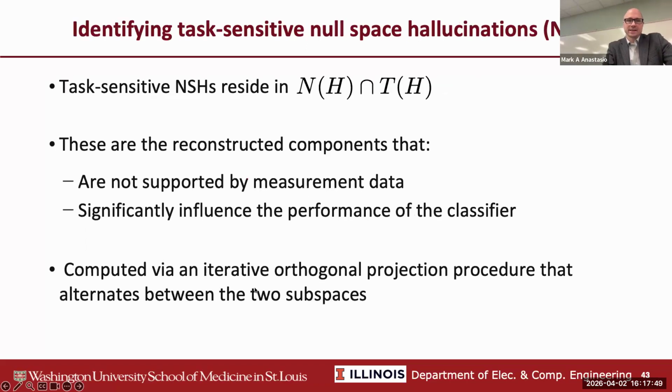Finally, these task-sensitive hallucinations reside in the intersection of the null space and the task-sensitive subspace. These are hallucinations that were informed by the prior, not supported by the data, but the classifier still leveraged them. These are components that were sensitive with respect to the classifier. And to compute the projection onto this intersection, we can just do an iterative orthogonal projection procedure, which I believe converges because both of those subspaces are finite dimensional.